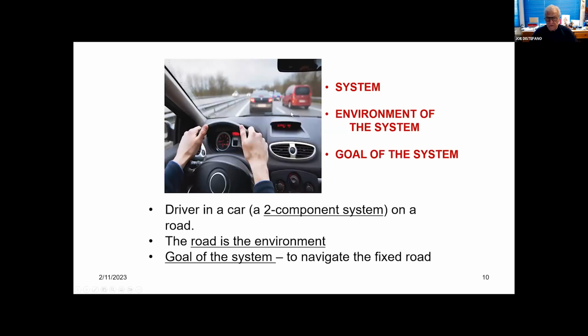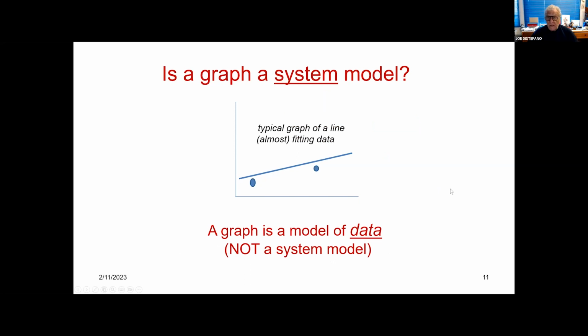So here I'm describing the system of driving a car. Two components: the road is the environment. The goal is to navigate the fixed road. Later, if I don't run out of time, I'll show you a simple block diagram example of this. I make a big distinction between models of systems and models of data. And this, of course, is a model of data.